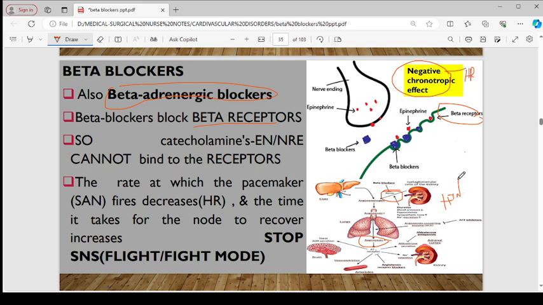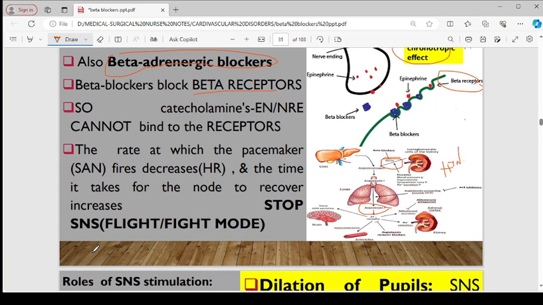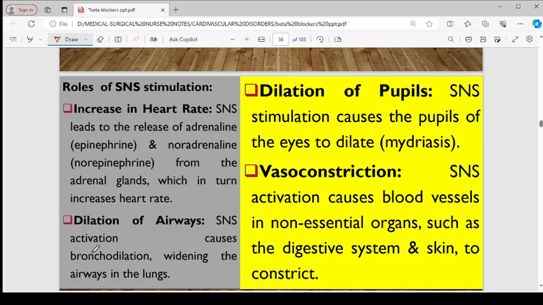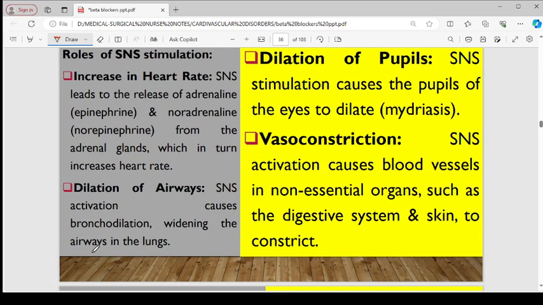blood pressure. Okay, so this negative chronotropic effect, reduction in heart rate, and preventing the catecholamines from attaching to these receptor sites normally stops the sympathetic nervous stimulation. All right. And we have several functions of the sympathetic nervous stimulation. First of all, it's very important in increasing the heart rate. So sympathetic nervous stimulation will lead to release of adrenaline and noradrenaline from the adrenal glands, which in turn normally increases the heart rate.